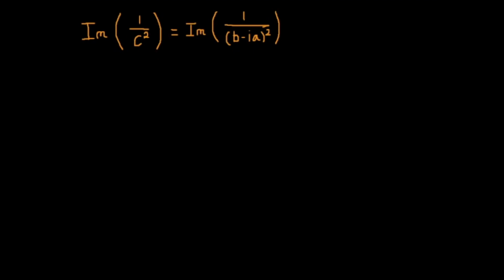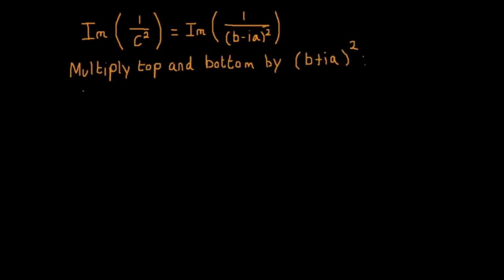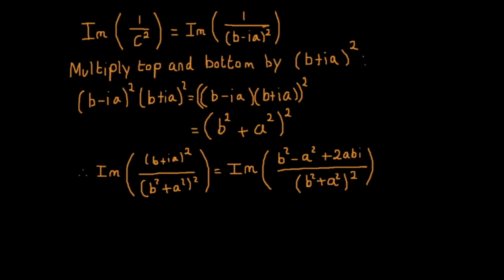We want to get rid of the i term in the denominator, and we can do this by multiplying the top and bottom by b plus ia to the power of 2. Once we simplify this, we see that the denominator is now exclusively real. Next, we can expand the numerator's brackets and can now clearly see that the imaginary component in the expression is 2ab over b squared plus a squared, which is the answer to our integral.